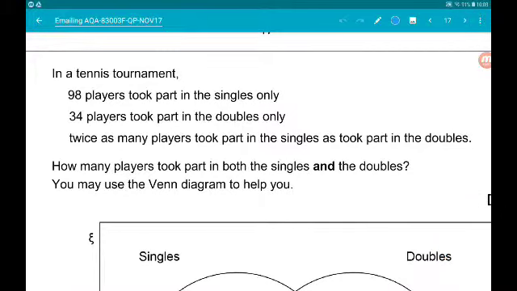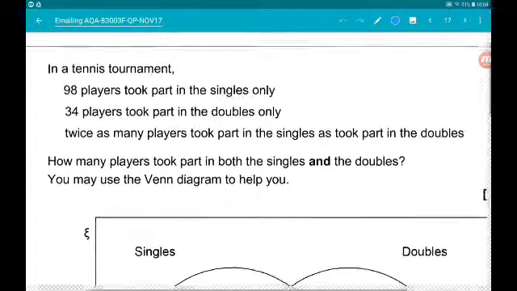Okay, question 20. In a tennis tournament, 98 players took part in the singles only. 34 players took part in the doubles only. Twice as many players took part in the singles as took part in the doubles. How many players took part in both the singles and the doubles? We may use the Venn diagram to help us.